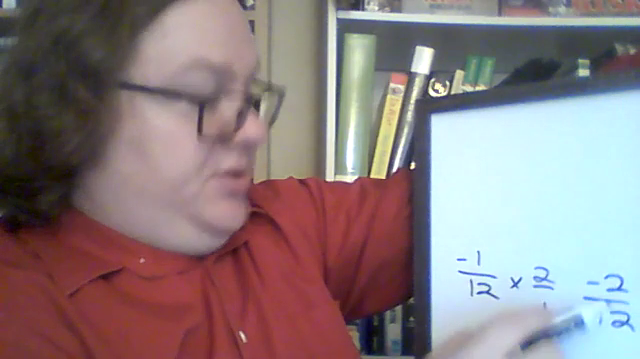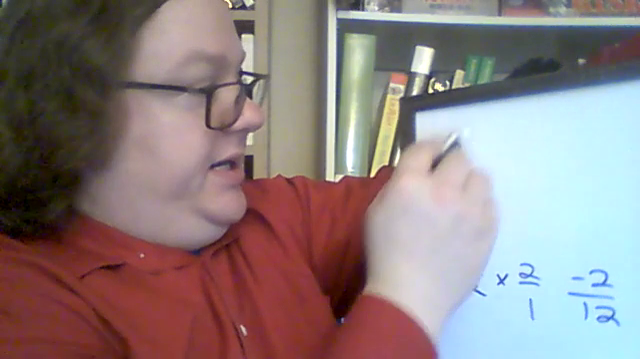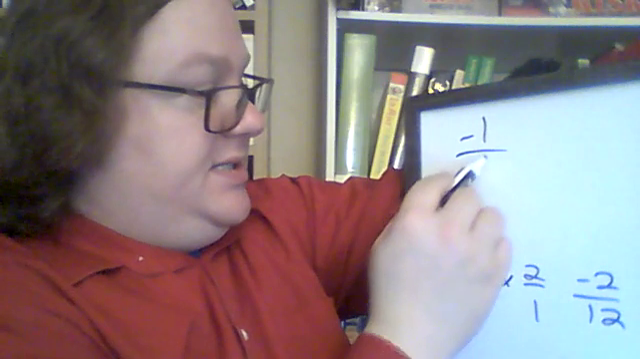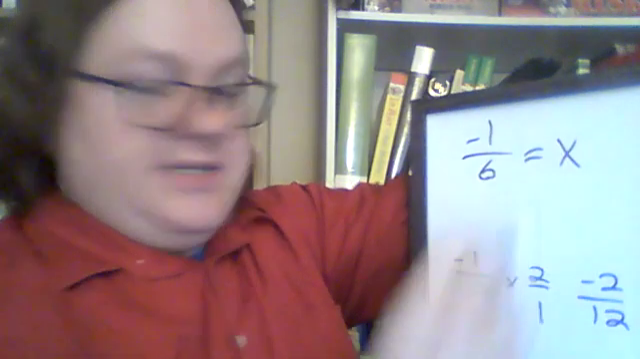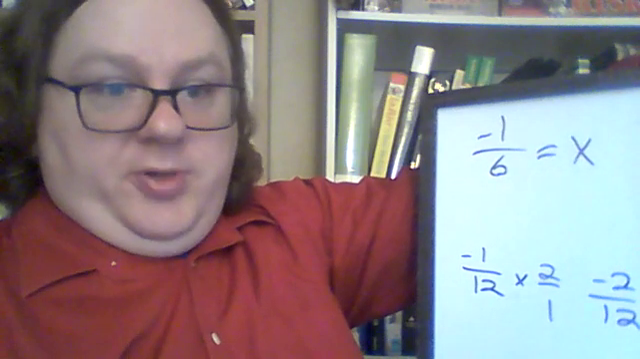By dividing by 2. So I'm going to divide that by 2 and get negative 1. Divide that by 2 and get 6. So negative 1/6 is our x. I hope you can follow that one.